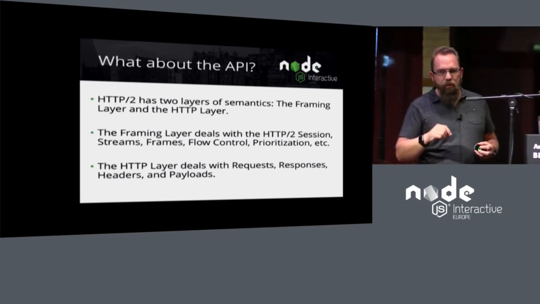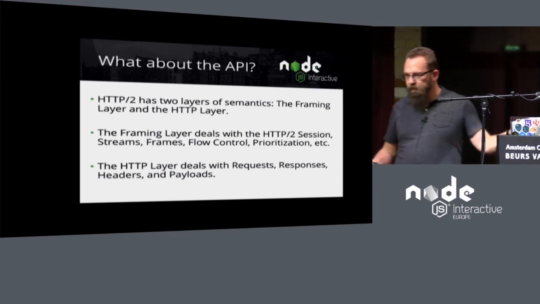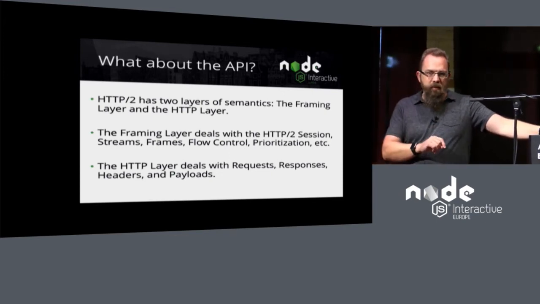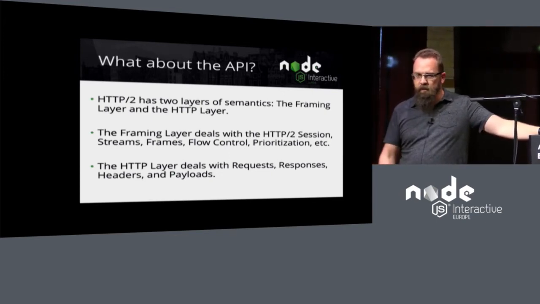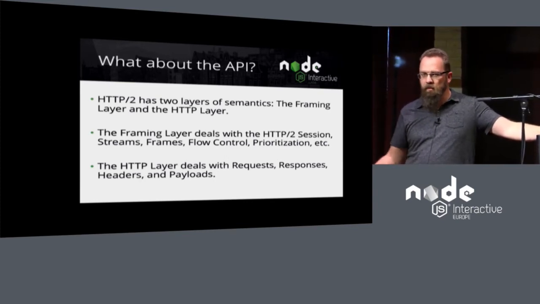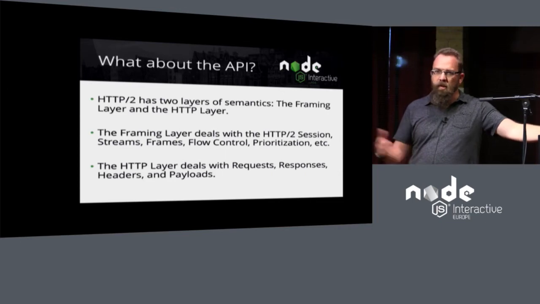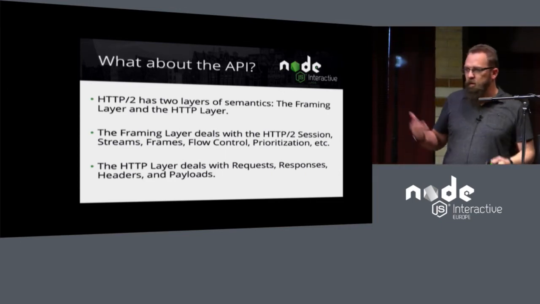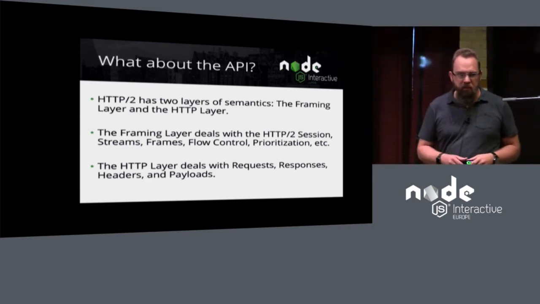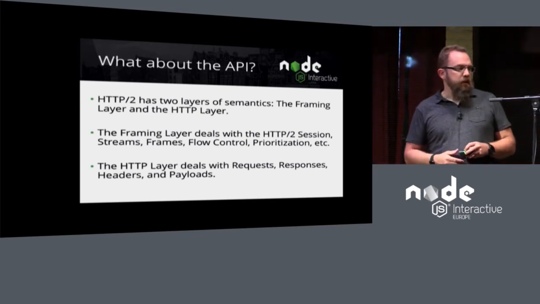That is a distinct layer from the HTTP semantics. You can use that, based on how they've defined it in the spec, to send HTTP requests and responses, right? But it's actually not required. You can implement the framing layer independently, and there's some very interesting things you can do with that that have nothing to do with HTTP semantics, okay?